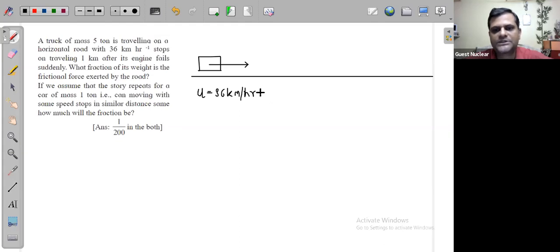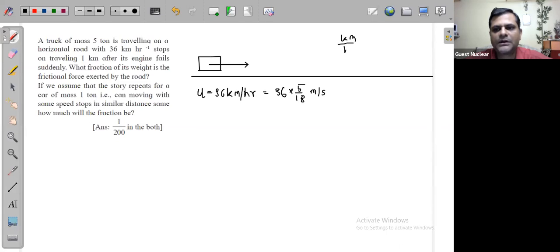So it should be expressed in terms of meter per second. Remember that this 36 kilometer per hour can be converted into meter per second by multiplying by 5 by 18. Remember, इसको 5 by 18 से हमको मल्टीप्लाई करना होता है, तब जाके वो मीटर पर सेकेंड में कन्वर्ट हो जाता है. And the logic behind it is very simple.